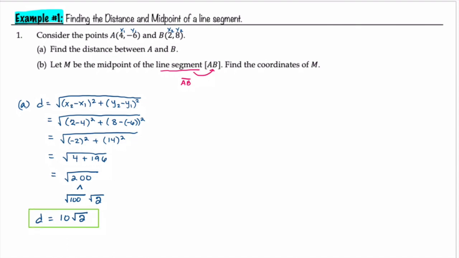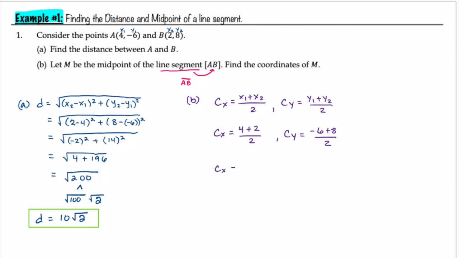For part B, we are using the midpoint formula, which says add up your x's, divide by 2 for your c sub x. For your c sub y, add up your y's, divide by 2. I'm going to plug in and evaluate. So here c sub x would be 6 divided by 2, which would give me a value of 3. C sub y would be 2 divided by 2, which would give me a value of 1. And I am going to represent the midpoint, which is M, as an ordered pair, (3, 1).